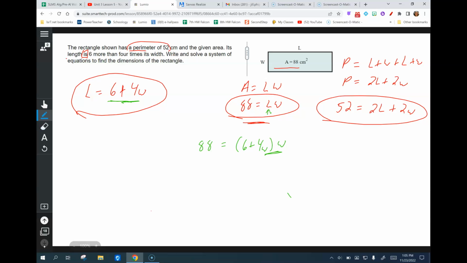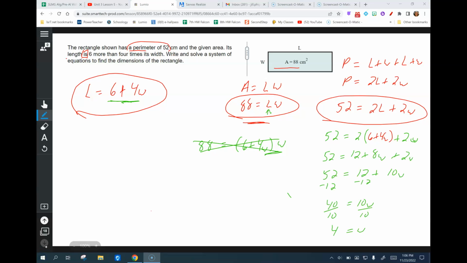Now let's plug it into this one. So 52 is equal to 2 times whatever L is, and here L is 6 plus 4W, plus 2W. Now this we can solve. The other one we'll have to wait until a couple more sections. So let's solve this equation right now. Go, solve. Okay, so you got the width was 4.